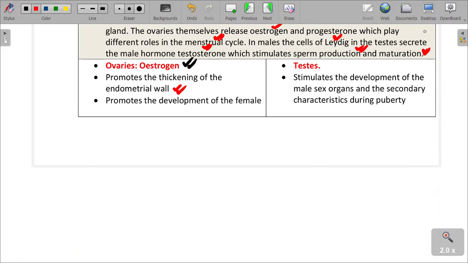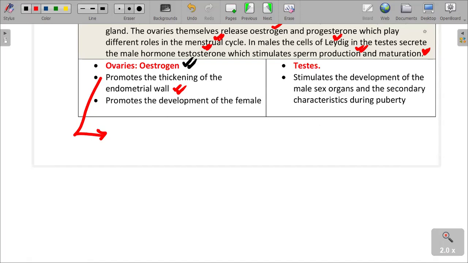I was saying to my students in class that you need to understand which hormone promotes endometrium thickening. The hormone responsible for that is estrogen. And then we talk about continuous maintenance. Estrogen promotes the thickening, but the one which maintains the thickening is progesterone.